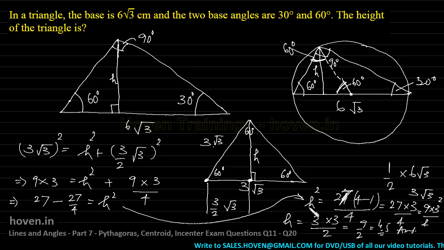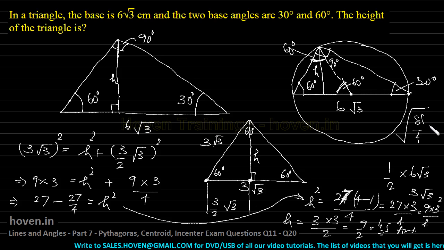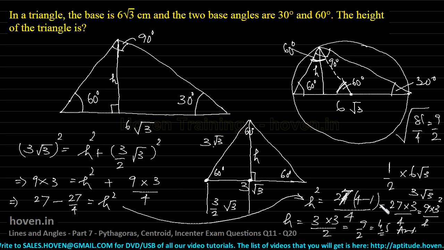So basically I had h square equal to 27 into 3 by 4. You can see it the other way also, 81 by 4, and square root of this would be 9 by 2. So this was one of the ways of solving this.